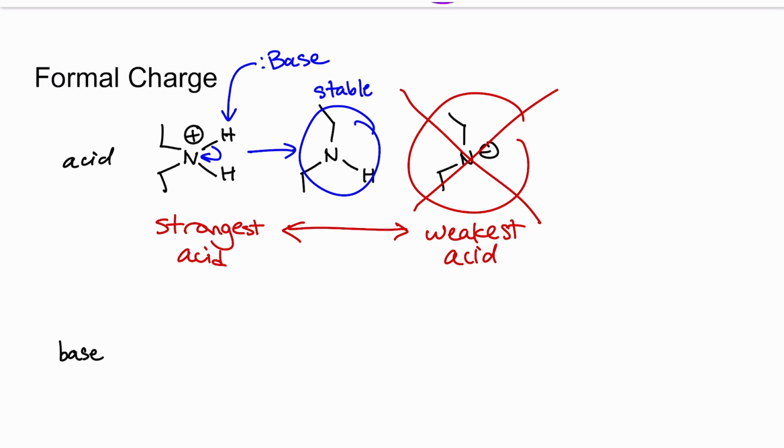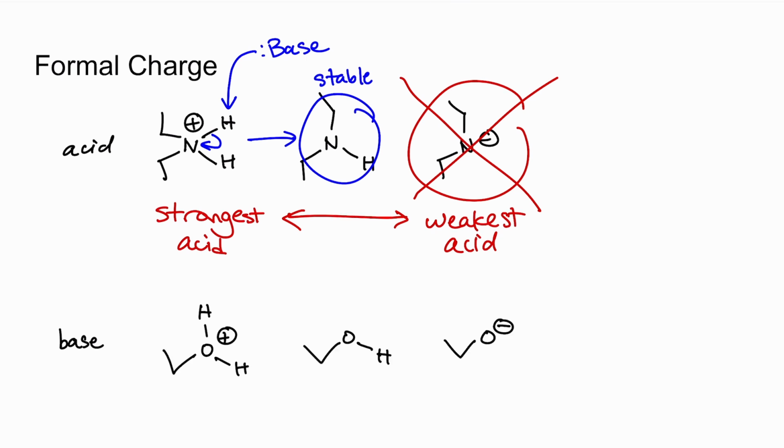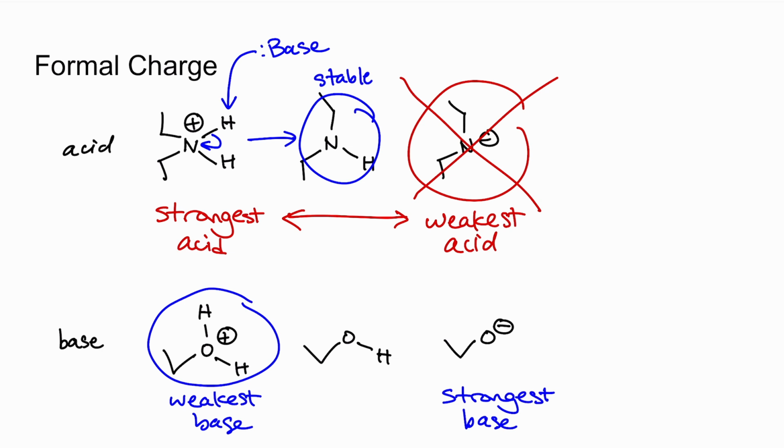Let's do a base example. Let's look at these molecules. Which one is going to be the strongest base? The strongest base is going to have the more negative formal charges. So it's going to be this molecule to the right. And on the left, this is the weakest base. But wait, this is not even a base because it already has so many protons that it can't steal anymore.